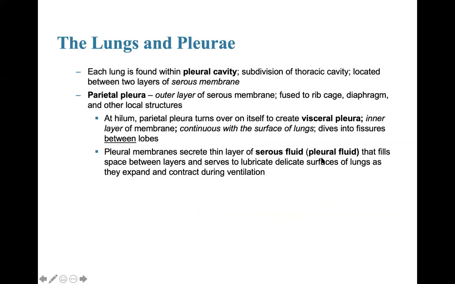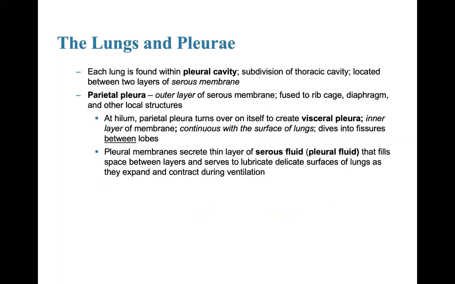Each lung is going to be found within the pleural cavity. This is a subdivision of the thoracic cavity located between the 2 layers of the serous membrane. The parietal pleura, this is the outer layer of the serous membrane. It's fused to the rib cage, diaphragm, and other local structures. At the hilum, the parietal pleura turns over on itself to create a visceral pleura, which is going to be the inner layer of the membrane, and this is continuous with the surface of the lungs. It dives into the fissures between the lobes.